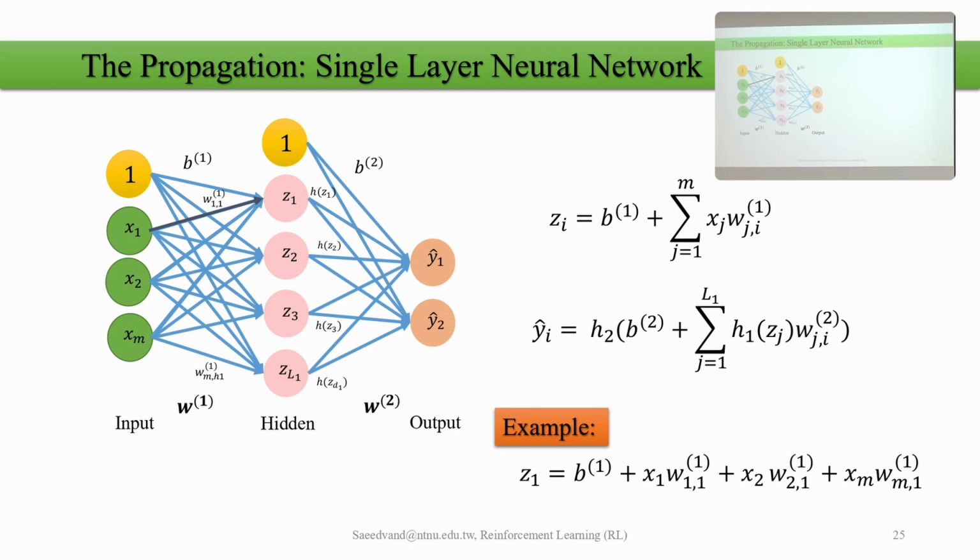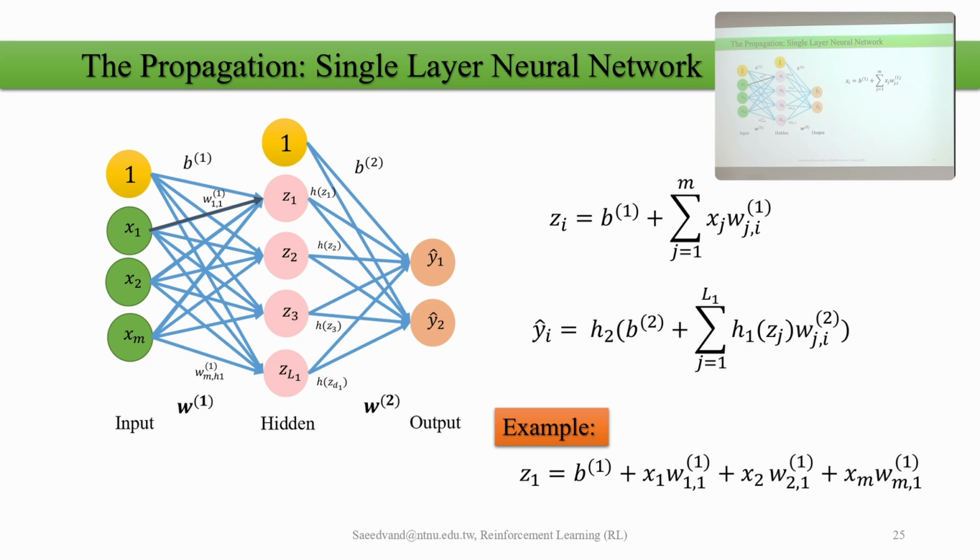If you want to have a look at the single layer neural network, how does it look like? We have input, bias and input, number of hidden layers. Again, we have bias here. We can have bias here, Z1, Z2, Z3, ZL1, for example. Then, for this case, I have two outputs, Y hat 1 and 2, and a couple of weights. Weight 1 indicates the weights over here, layer 1, and weights 2 indicates layer 2's weights.